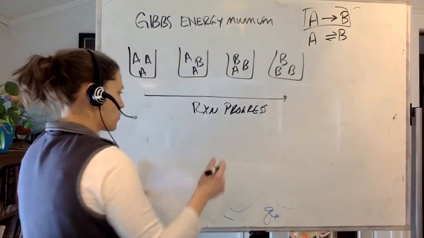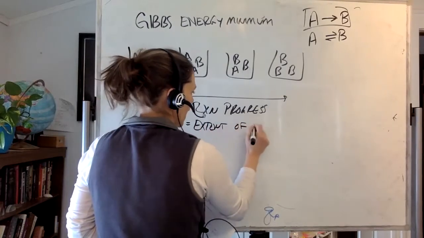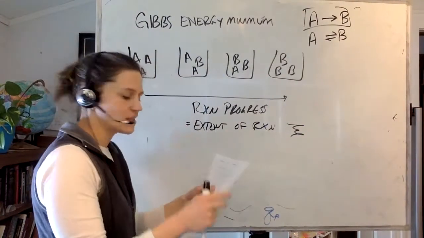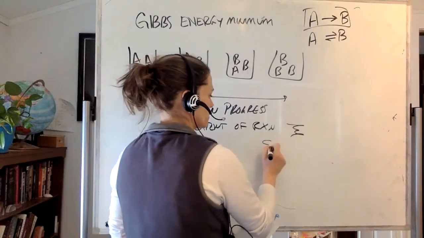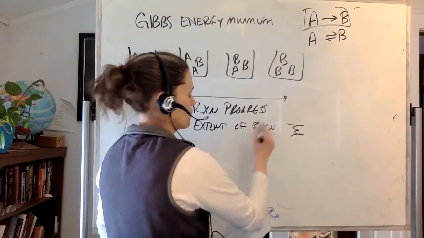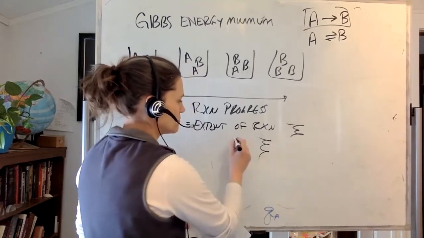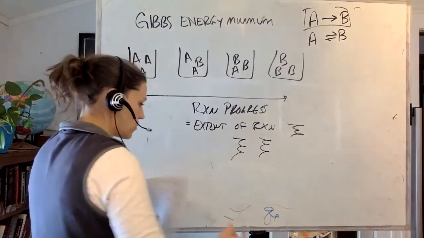coordinate. And so we call this then the extent of reaction, and we give it this symbol, a backwards 3 with a hat and a tail. Hat, backwards 3, tail. Go team. We also call it squiggle.